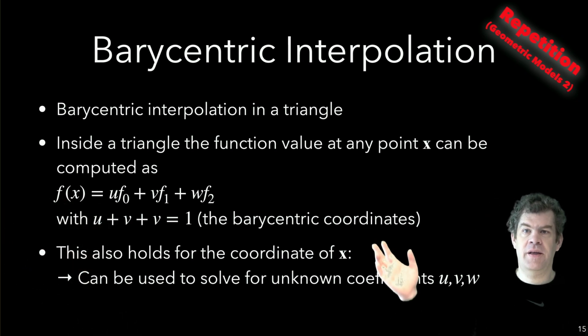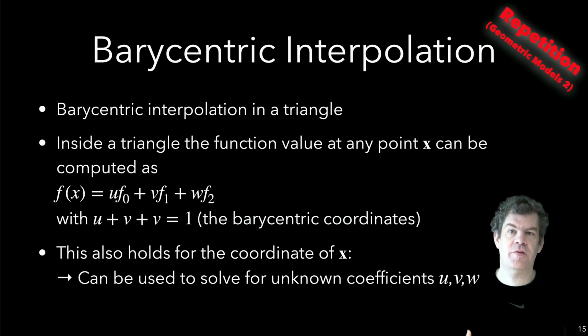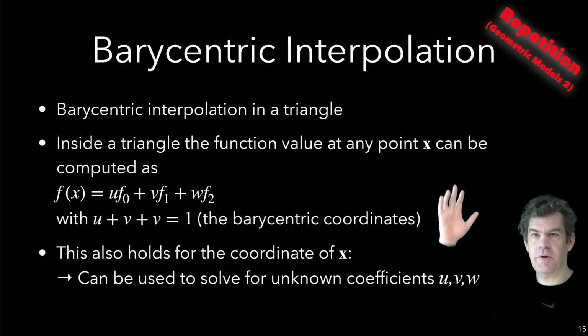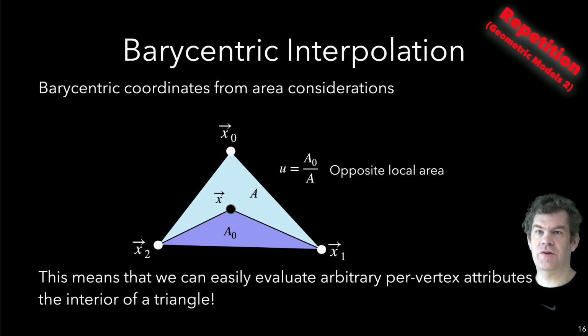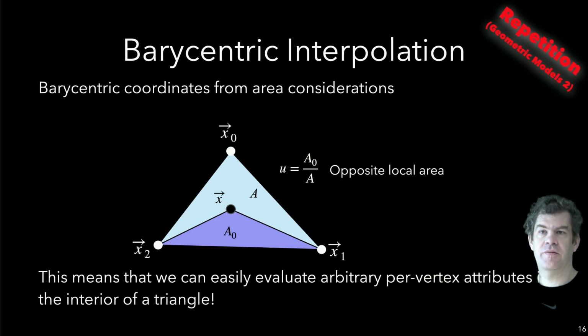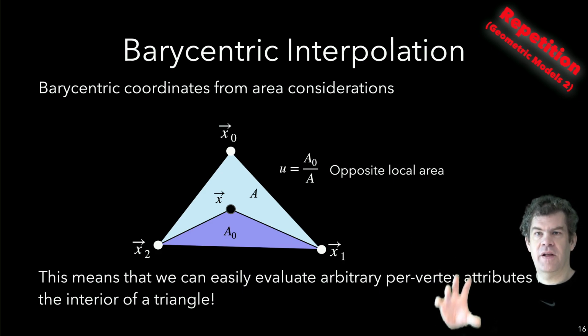Just as a side note, we can also do this for the very coordinate of x. If we throw x into this function and as f's we use the positions, it would be nice if we get the position out of x. In particular for barycentric interpolation, that is the case. And how does barycentric interpolation work? How do we compute these 3 parameters that we use to weight the 3 values at the vertices?